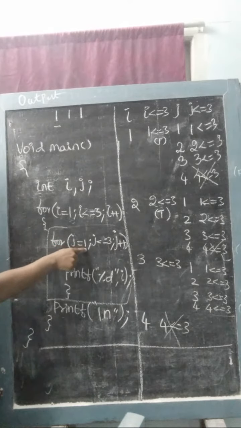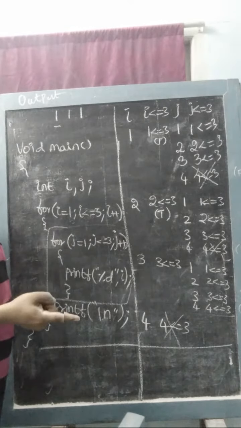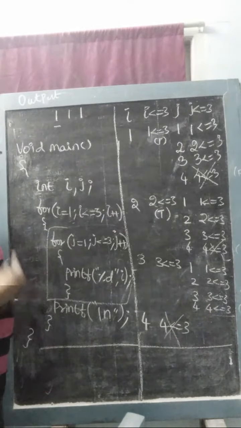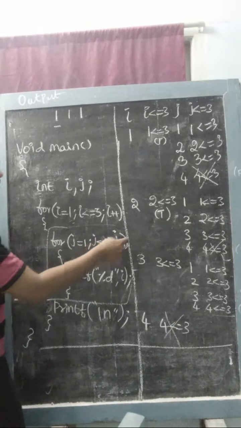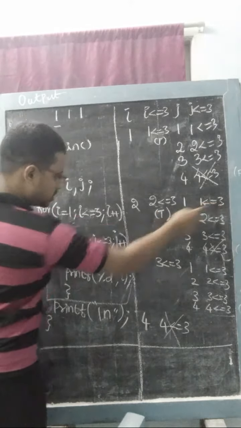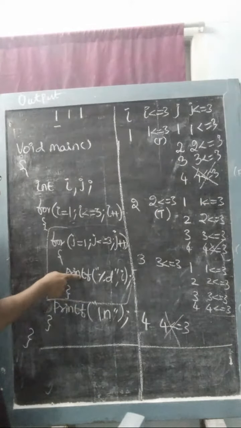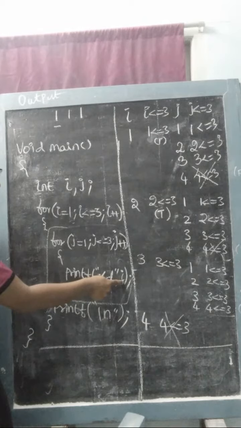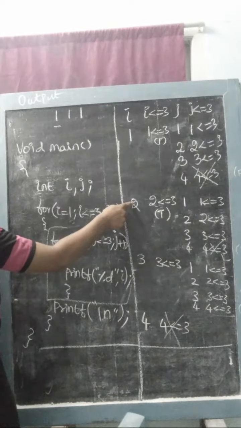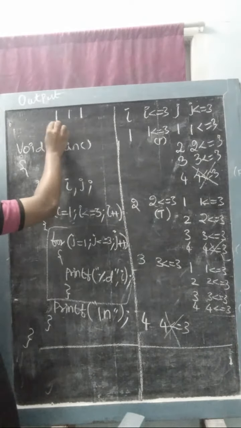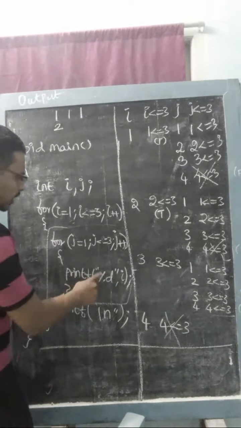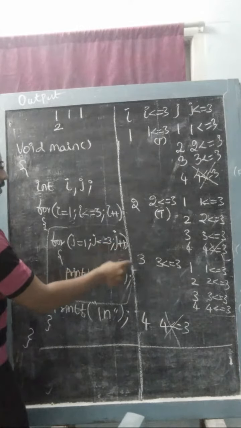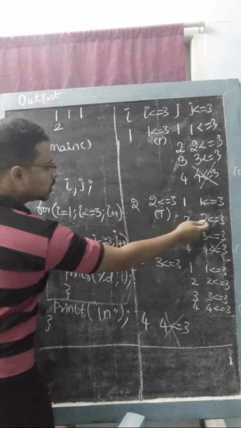J is equal to 1. J is newly born. Each and every time J is newly born. J is equal to 1. 1 less than or equal to 3. The condition is true. 1 less than or equal to 3 means it should come inside. So the I value should be printed. What is the I value now? The I value is 2. The 2 value will be printed here. Okay, you got it? And then again J will be incrementing. J value is 2. 2 less than or equal to 3.